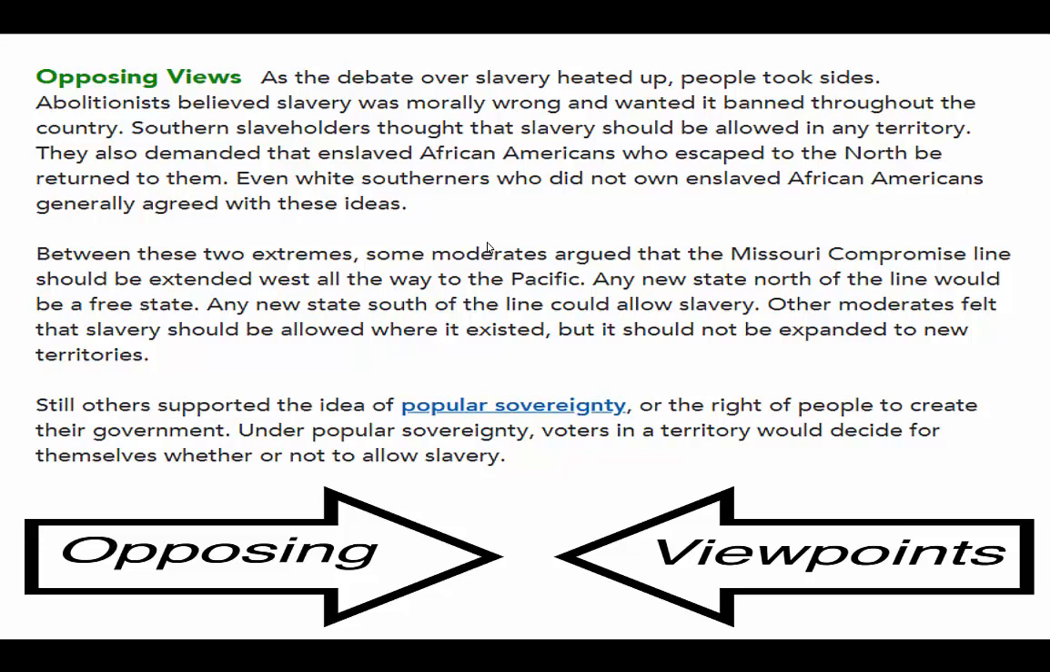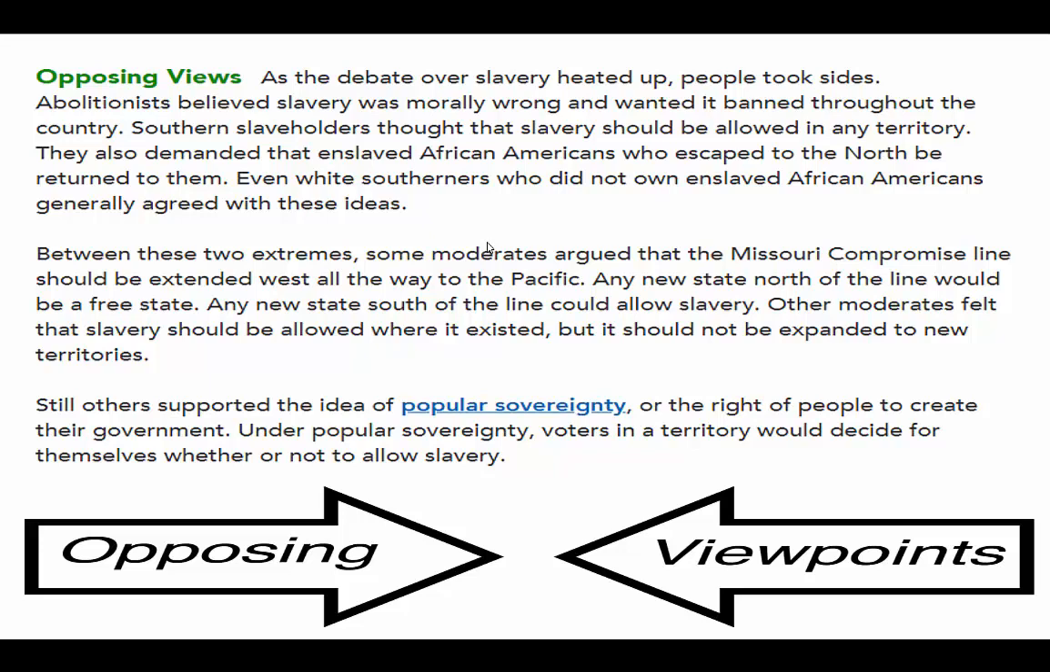Number 14, what was another stance taken by moderates over the issue of slavery? Well, some believed that slavery should be allowed where it currently was, but should not expand. So if you had slavery now, you can keep it. If you don't have slavery now, you don't get to start it.